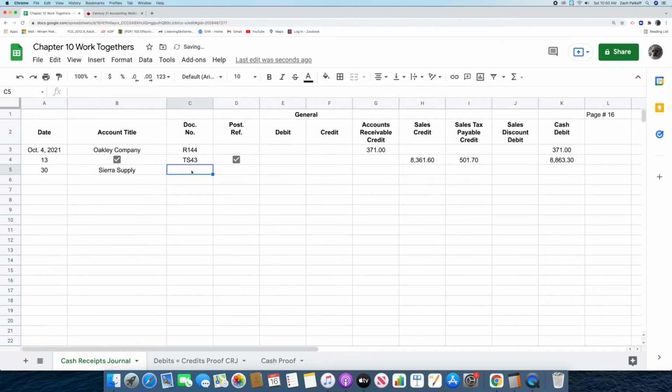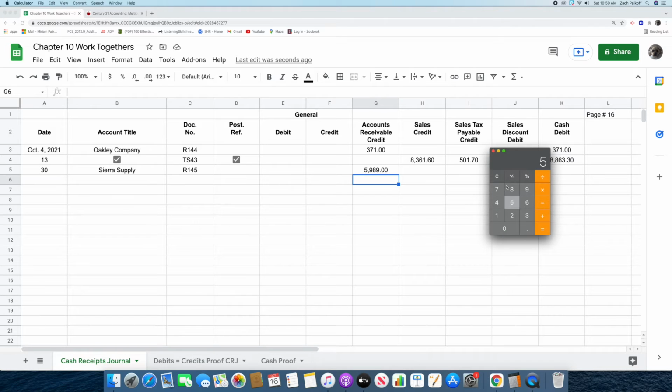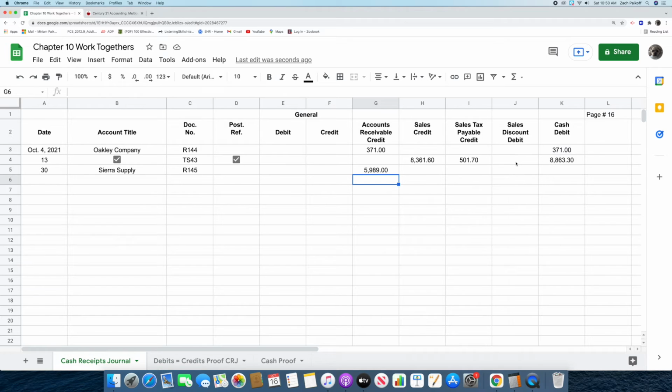After that, we're going to put in the source document, which is R145, in the document number column. Then we're going to record the $5,989 in the accounts receivable credit column. And then we're going to multiply that number by the 2% discount. So if we take 5,989, multiply it by 2%, which is 0.02, that will give us $119.78. And we're going to record that number in the sales discount debit column.